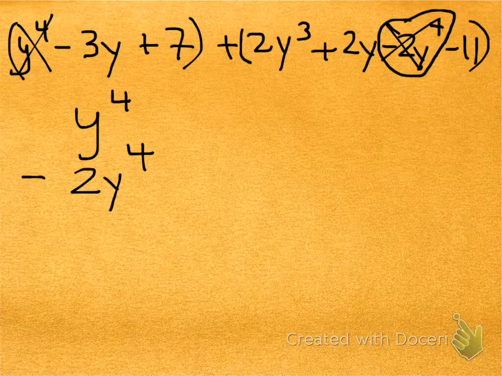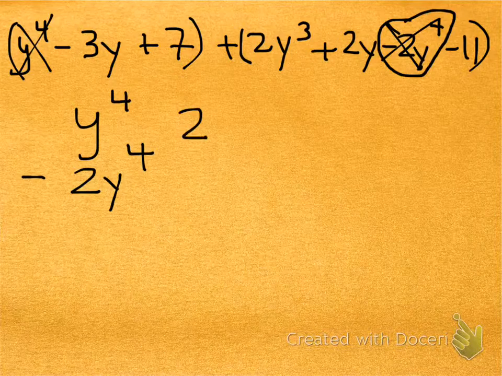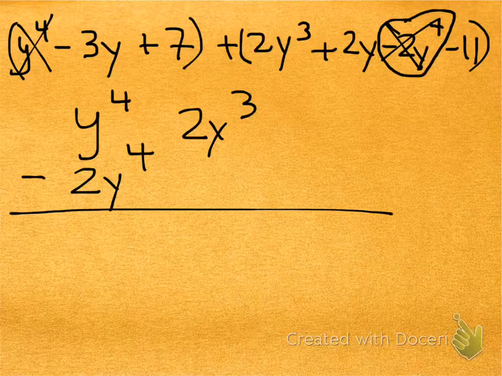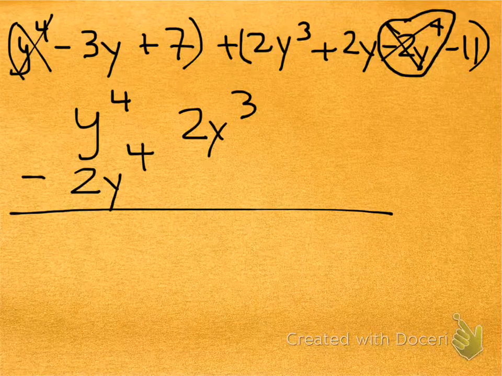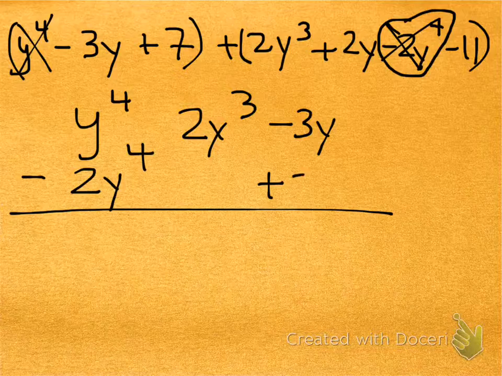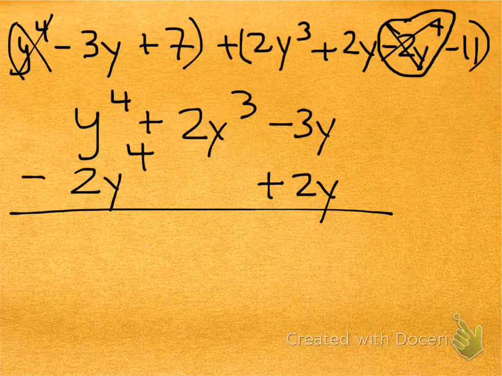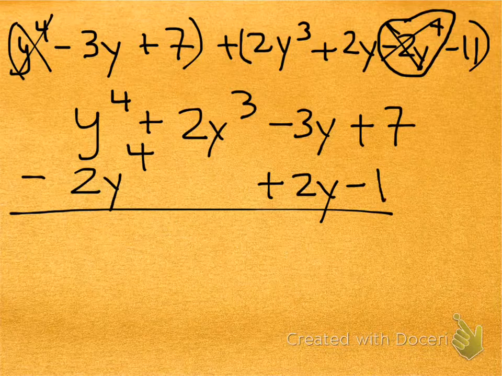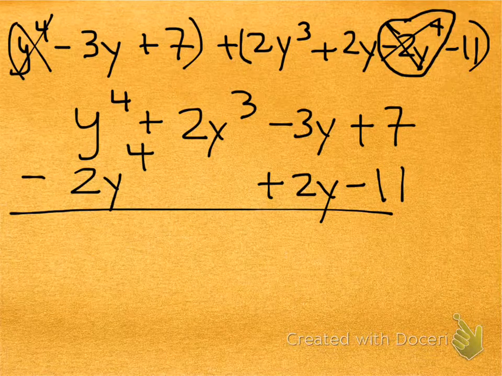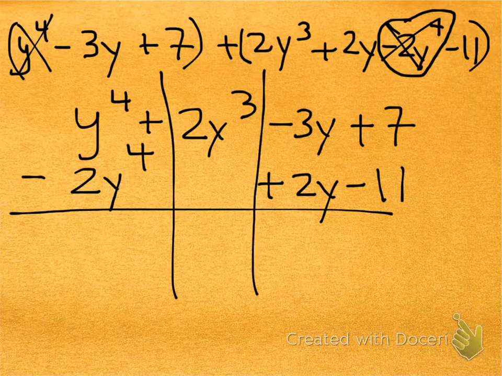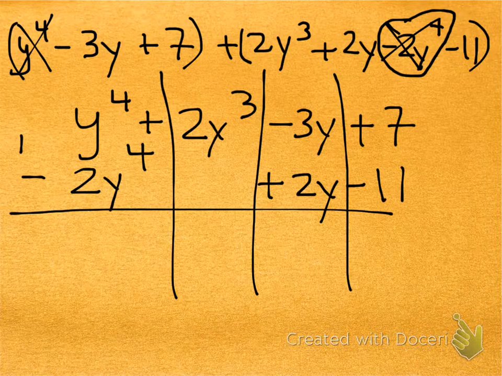You have just one 2y cubed, and that's not added to anything. And then you have a negative 3y and a 2y. And then you have a 7 and a negative 11. So notice how I put them kind of like in columns. And then you're just going to add each column.